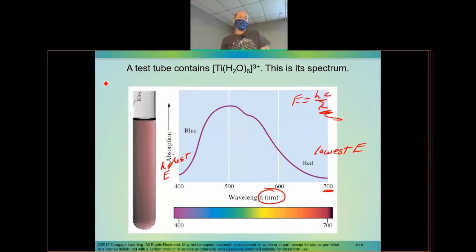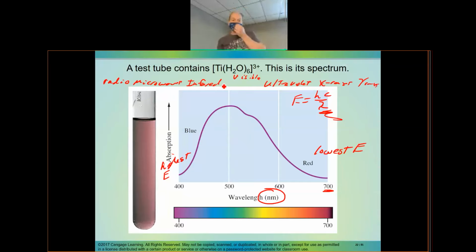So you've got your radio waves, you've got your microwaves, you've got your infrared. Then you have visible, and then you have ultraviolet. Then you have X-rays, and then you have your gamma rays.